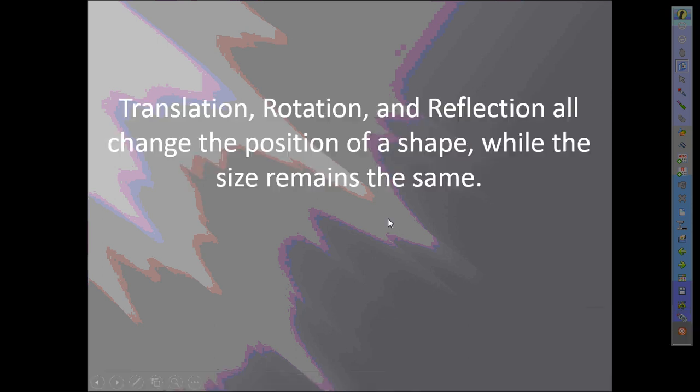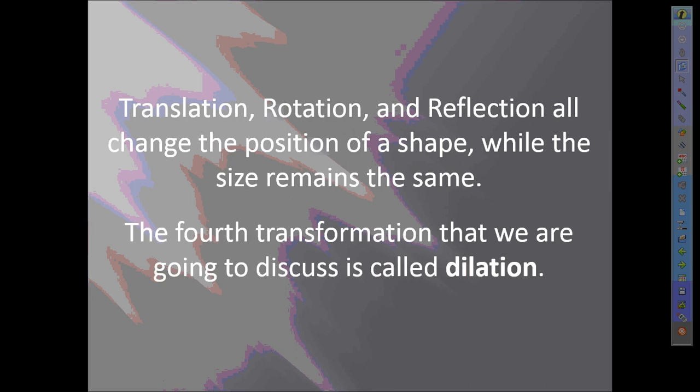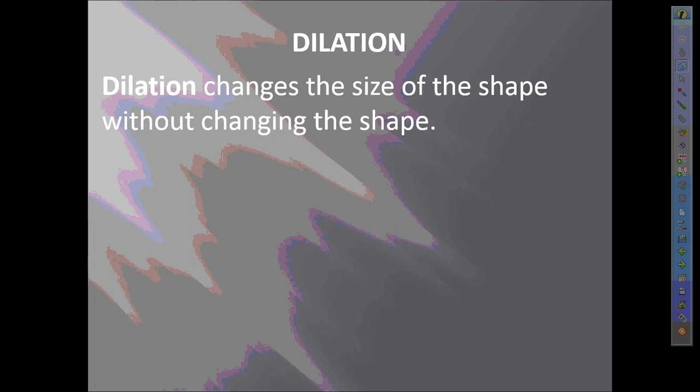Translation, rotation, and reflection all changed the position of a shape. So we changed where it was, while the size and the shape remained exactly the same. The fourth transformation that we are going to discuss is called a dilation. And a dilation changes the size of the shape without changing the shape itself. But we are changing the size of it.